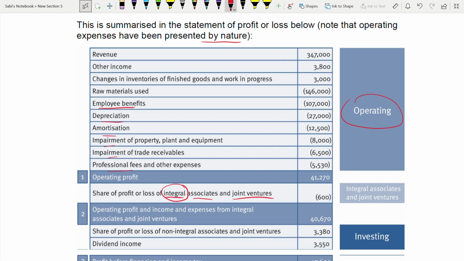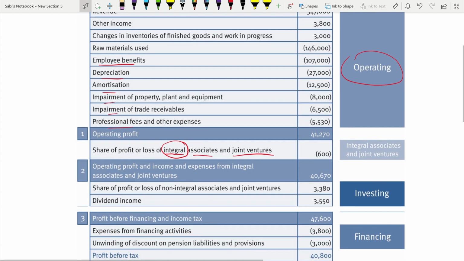Now the second, under investing activity, you are taking the dividend income and the share of profit or loss for non-integral associates. You see, for non-integral associates and joint ventures, we take it under investing activity. But if it's integral, then from operating profit only we deduct. Okay.